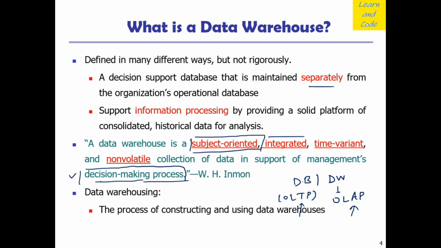And for this data warehouse, analysis is the main purpose. And why are we doing the analysis? To have intelligent knowledge which can be used in decision making, right? Now we'll see what the meaning of these different properties is.